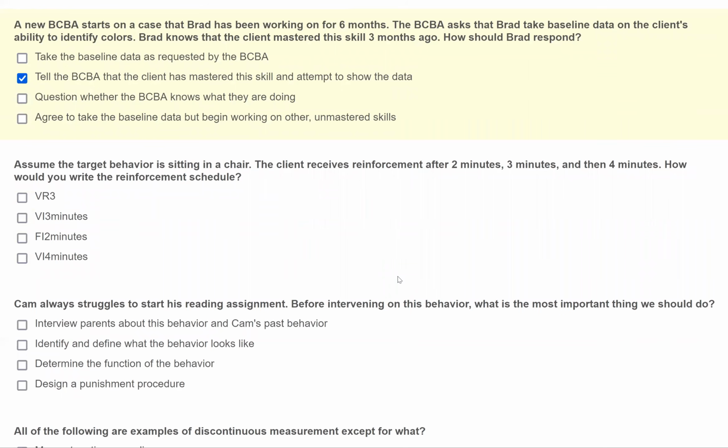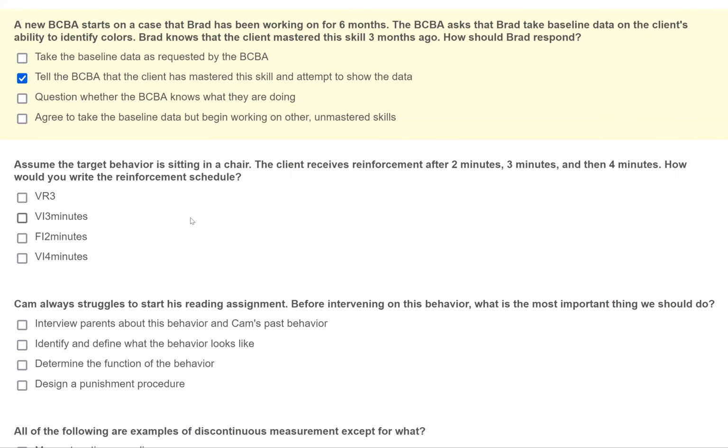If we are delivering reinforcement at different time intervals or different response requirements, is that going to be a fixed schedule or a variable schedule? It's going to be a variable schedule, right? It's varying, it's an average. So we can eliminate C, FI2. Now we ask ourselves, are we dealing with time or responses? Well, we're dealing with time, right? 2 minutes, 3 minutes, 4 minutes. We can eliminate VR3, this ratio schedule. Leaves us with a VI3 minutes and a VI4 minutes.